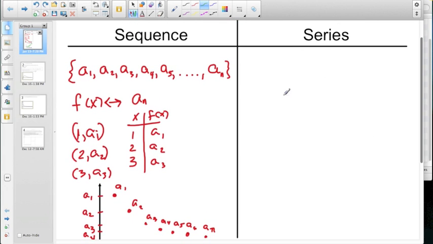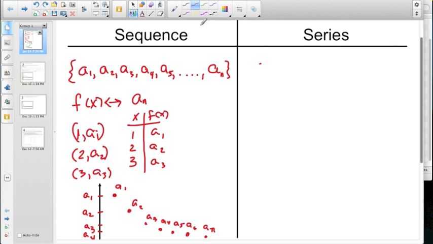On the other hand, with a series, we're talking about taking this sequence and adding up the terms. So we're talking about, and we can write this a couple of different ways, a series is the sum of all of these terms.